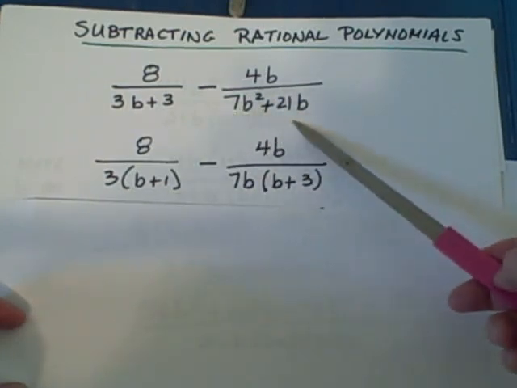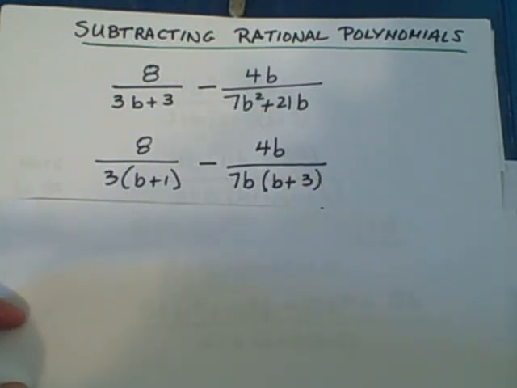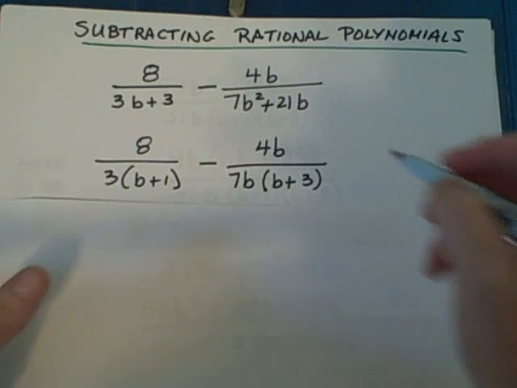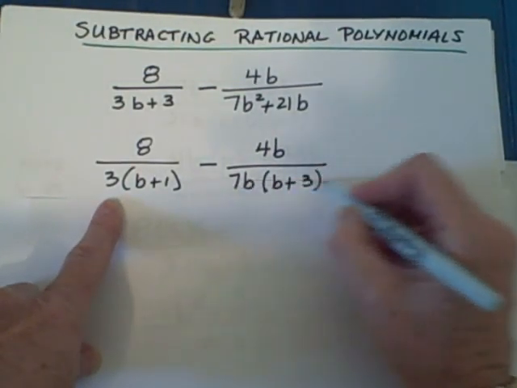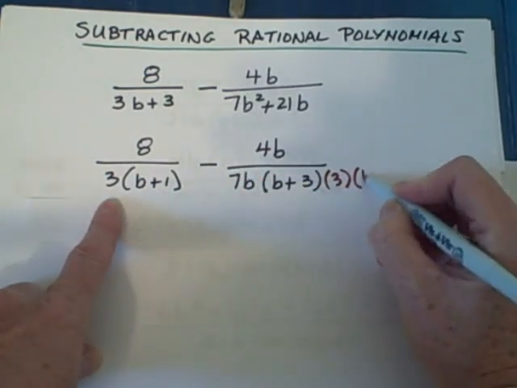We take a 7b out of here. We get 7b times b plus 3. We go through the same process of getting a common denominator. And in this case, we have to fix it so that our denominators are the same. We're missing a 3 from them, so I'm going to need a 3 in this one. And I also need a b plus 1.